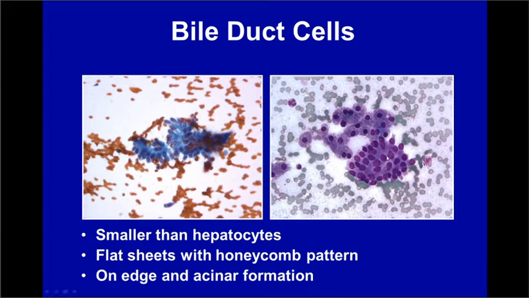Bile duct cells are the other component of normal liver that we are going to see on an aspirate of benign liver or benign liver nodules. These cells are columnar. They're smaller in overall size than hepatocytes. They form flat sheets in a honeycomb pattern, or if we see them on edge, we might see them on edge here. They look more columnar, but the nuclei here are basally located, round, and uniform.